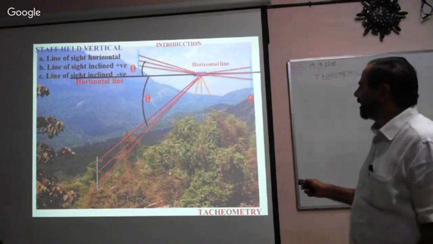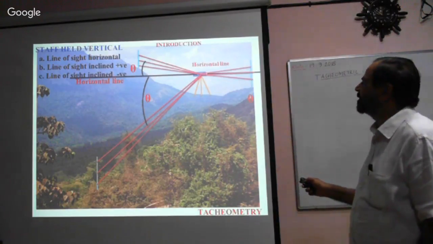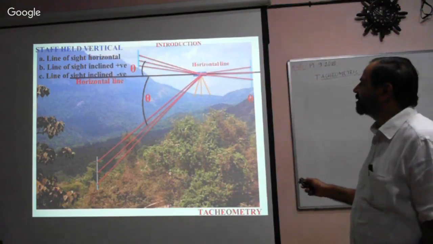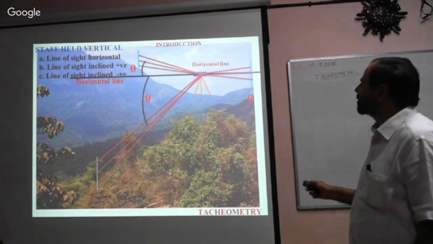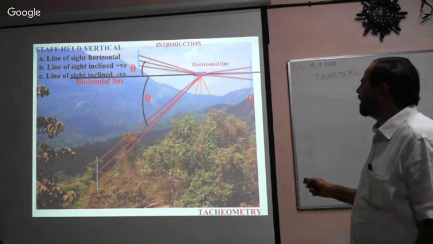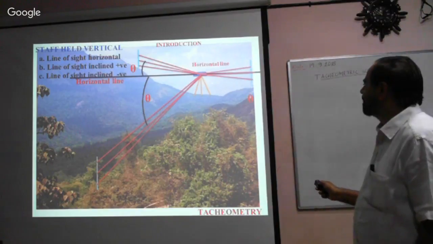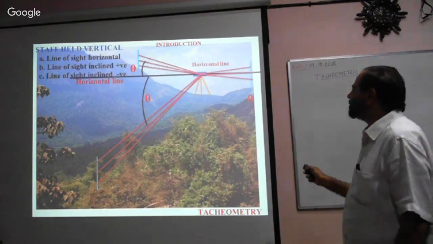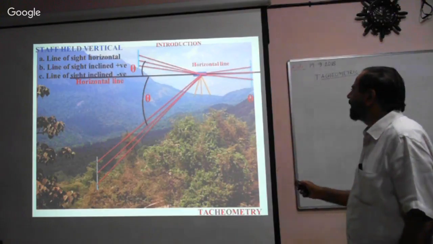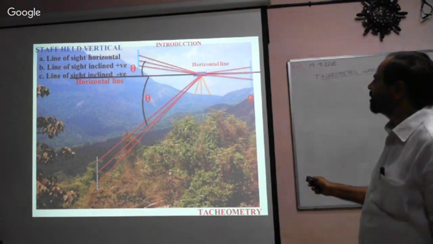Now, the instrument is installed here and all the necessary temporary adjustments are made, so the line of sight is horizontal. Now there are 3 situations. From this instrument station, the line of sight is horizontal and the staff is vertical. Let us understand the terminologies clearly. Here the staff is vertical and the line of sight is horizontal. There is no vertical angle here.